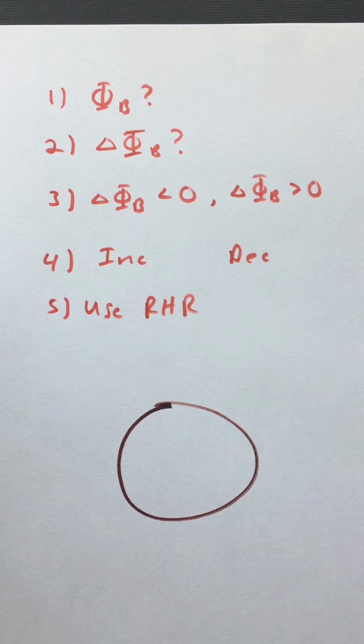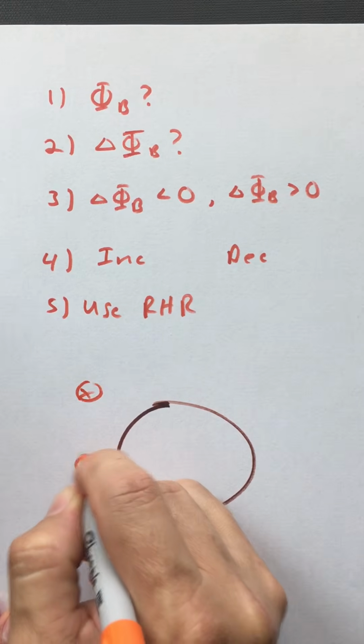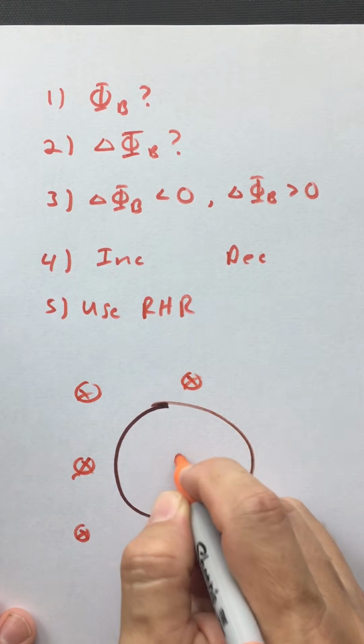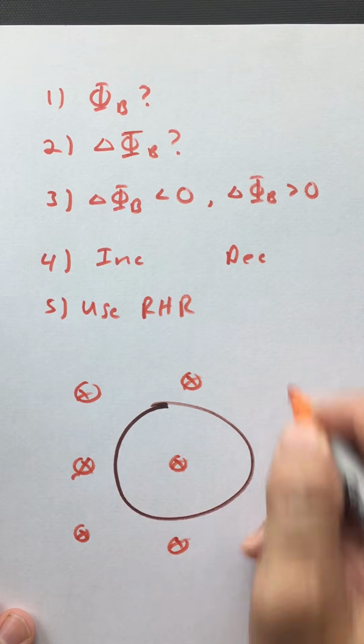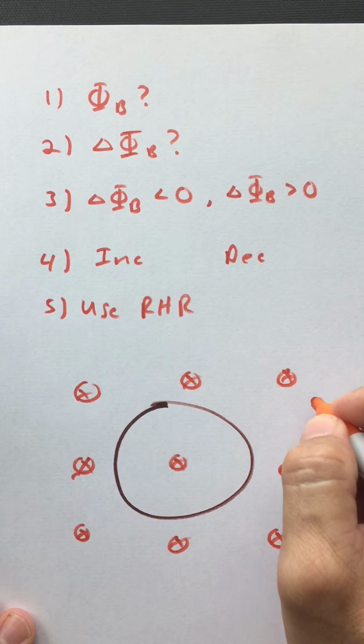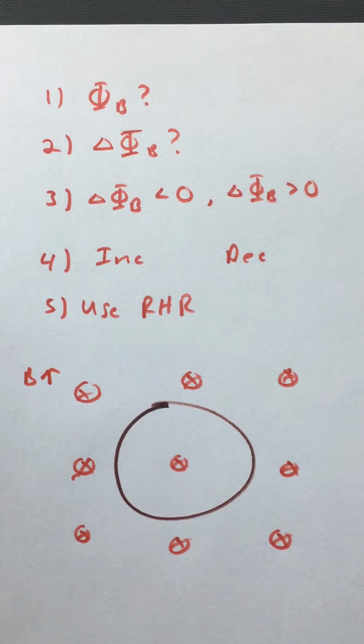Here's my coil of conducting material. Let's put a B field into the page. We're going to completely immerse this coil, or this loop, in the field, and I'm going to let B be increasing in time. Okay?